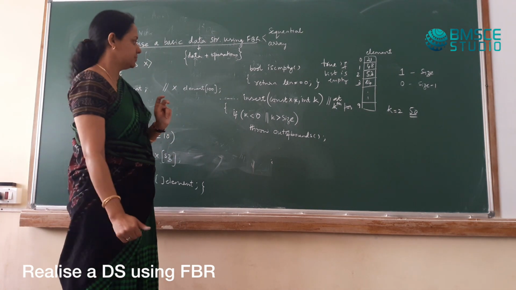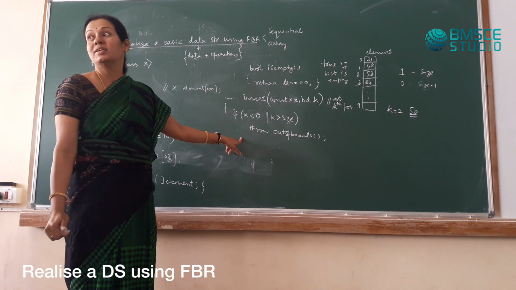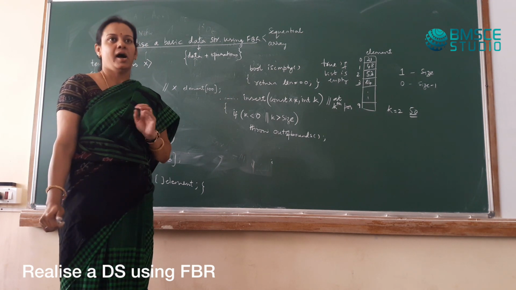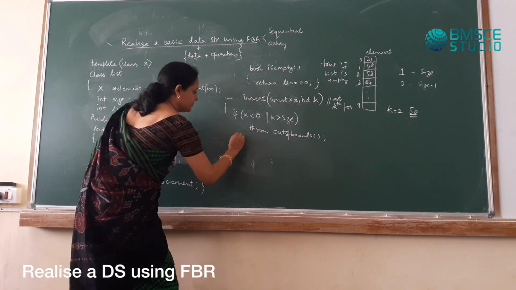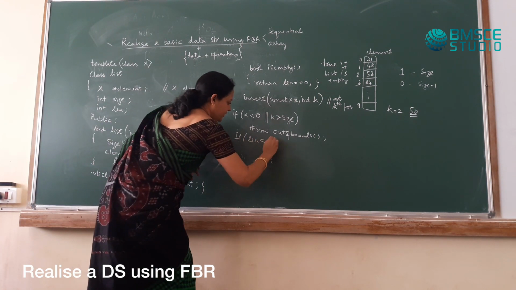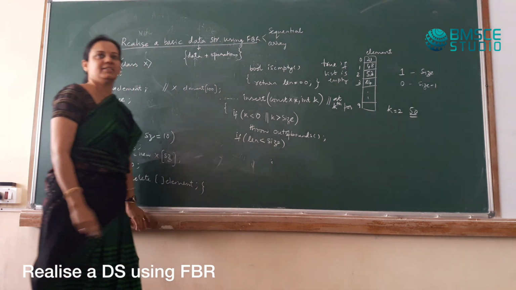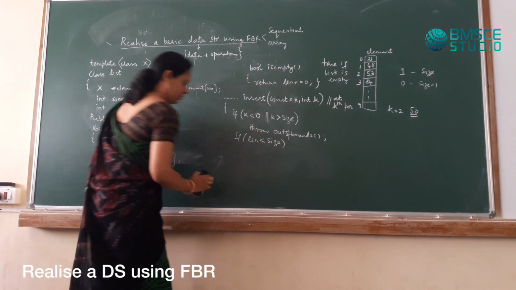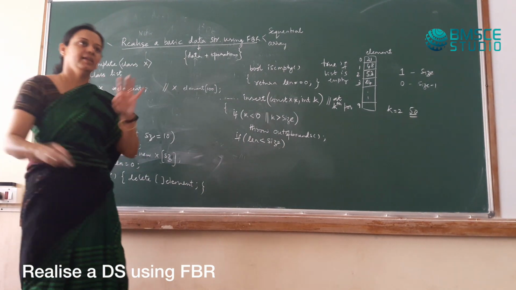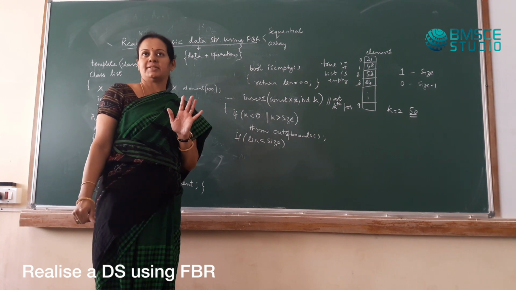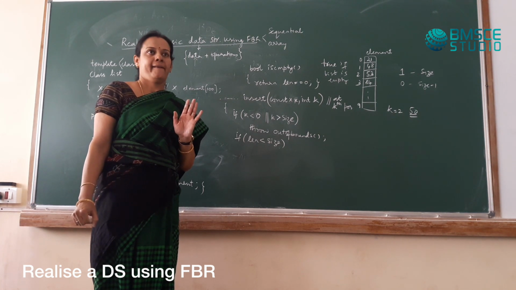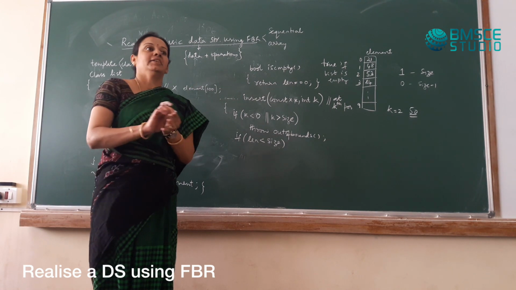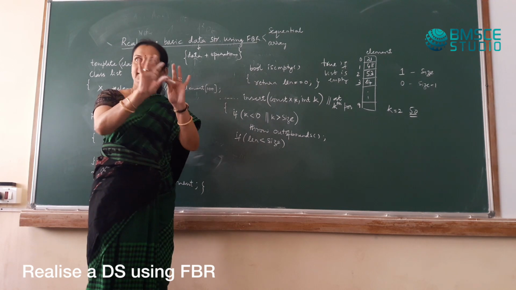How do I know? Because we'll have to ascertain that as well. We'll have to ascertain if we have space. How do you find out if you have space? If length is less than size, we have space. Correct? Size or size minus 1. Let's not complicate things. Length is less than size.